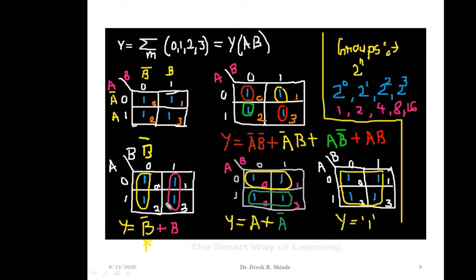Similarly, now this pink color circle, this group of 2 ones we are following. Row wise, what do we get in common? Nothing. Column wise, what do we get in common? B. So B is written here, and the equation we get is B bar plus B. On comparing this equation and the earlier equation, this SOP equation requires 4 two-input AND gates, so hardware wise this equation is much more efficient compared to the other. So I will prefer this equation.